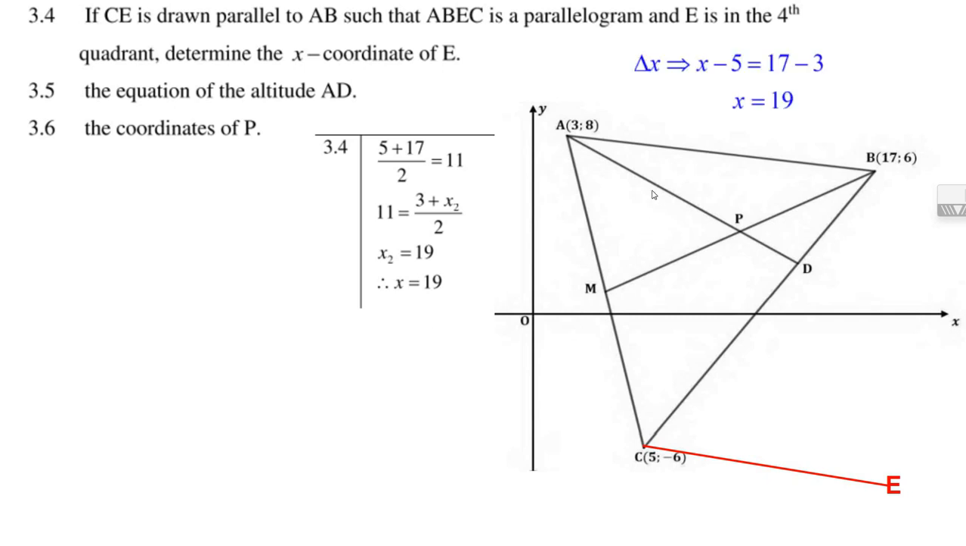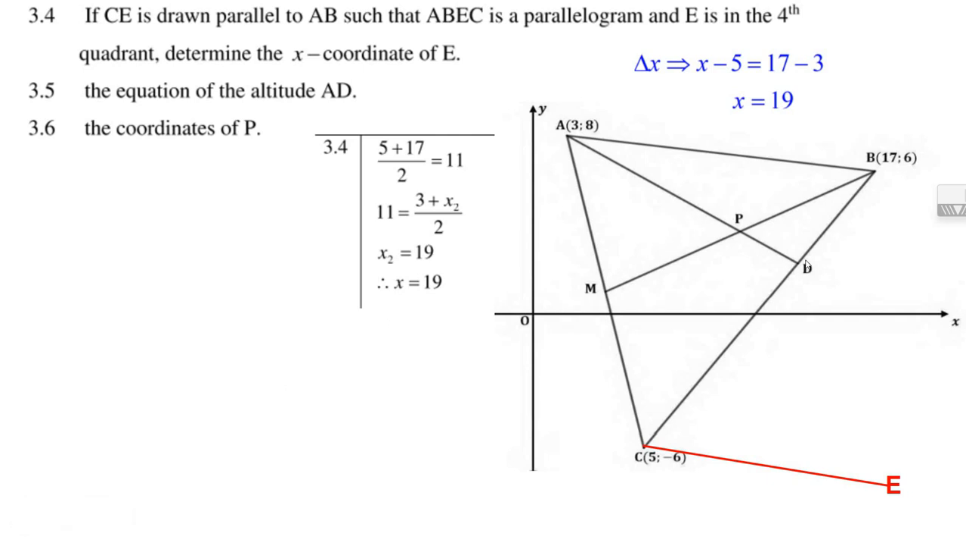But here's what I thought. The change in x here is going from 3 to 17, so the change is 14. Well, the change in x here, if it's a parallelogram, must be exactly the same. So you just add 5 to 14, and you get the answer. I thought that was easier.